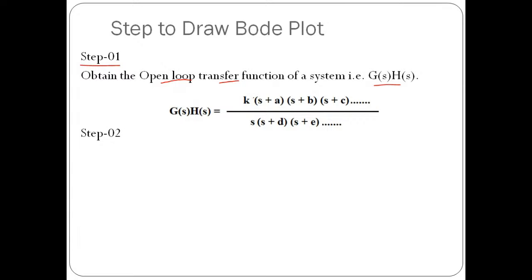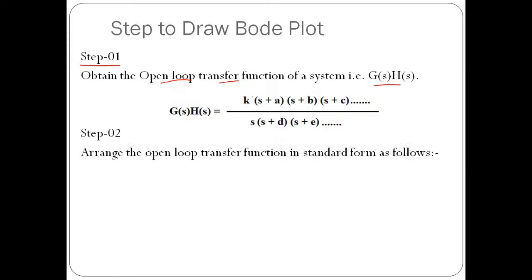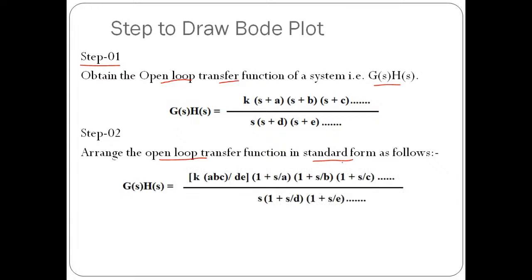Then step number two. In step number two, we need to arrange the open loop transfer function into a standard form. Now, what exactly is the standard form? We need to arrange them like this. So, we need to arrange them like 1 plus coefficient of s times s, like this.